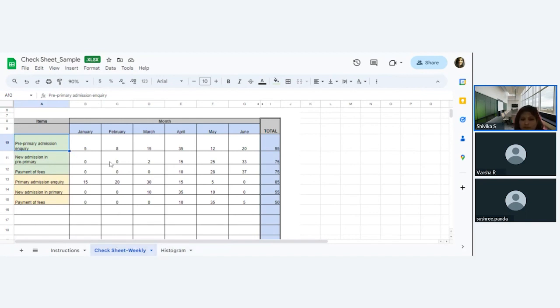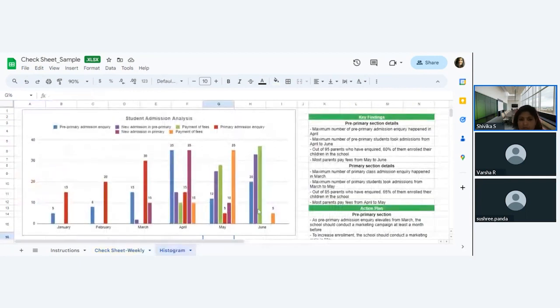Now, the moment you put the data in this tool, you get a graph. Here again, we have this plotted on the x-axis and y-axis. On the x-axis, you can see the months plotted: January, February, March, and so on. And on the y-axis, it's the number of students who have inquired. So it's number-wise data.